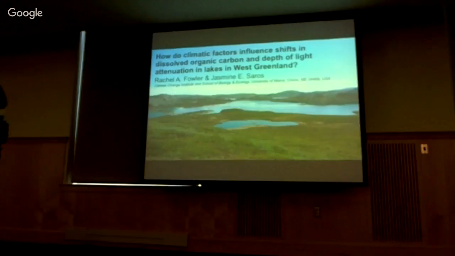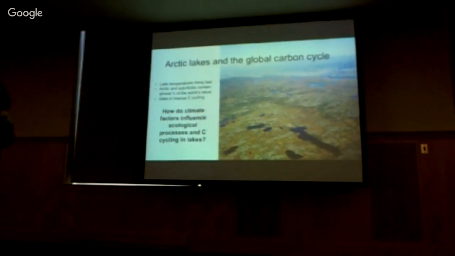Thank you. So I'm looking at how climate factors affect lake properties in West Greenland. You may not know that lake temperatures globally are rising faster than both ocean temperatures and surface air temperatures. So in the Arctic, where there's been recent rapid warming, these Arctic lakes are especially vulnerable to abrupt climate change. The Arctic and the subarctic regions contain about a quarter of the world's lakes.